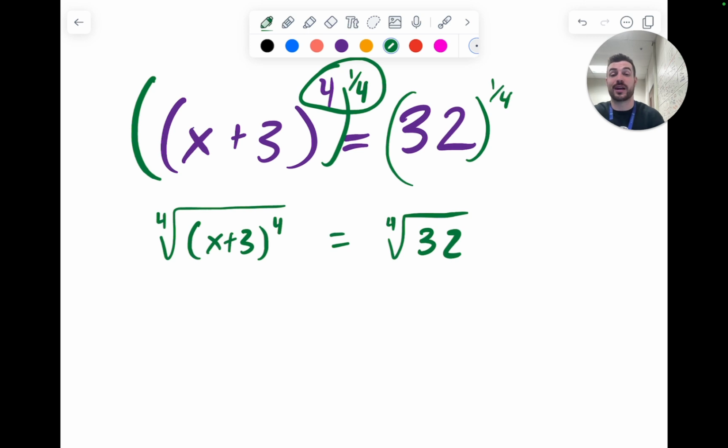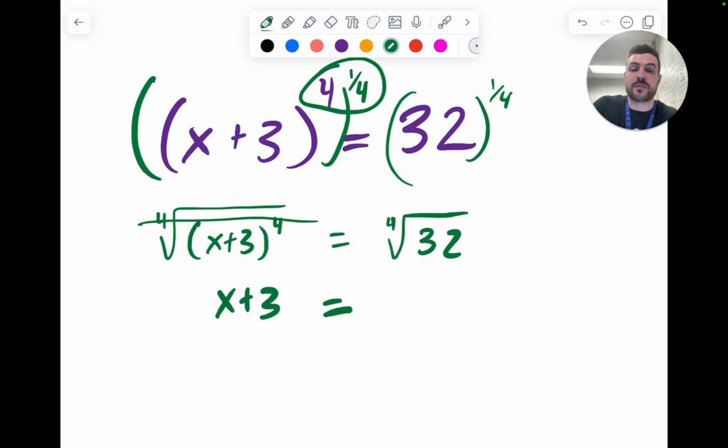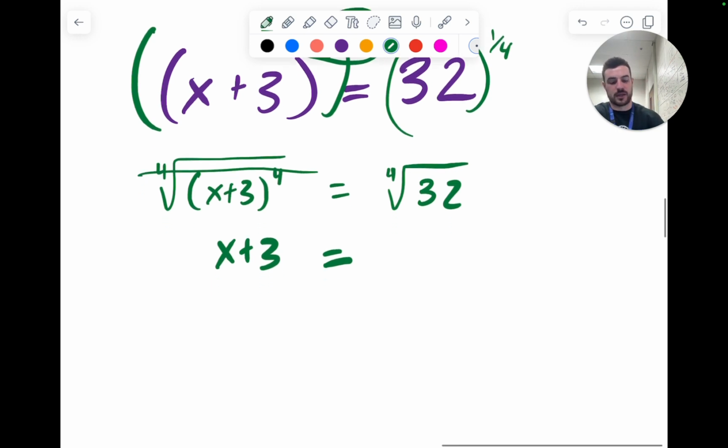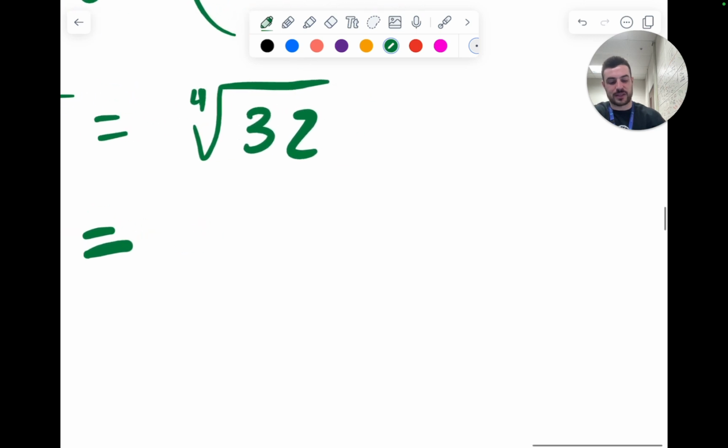All right, and the reason I wanted this is because on my left side, the radical and the exponent of 4 cancel, so I'm left with x plus 3. And really, I don't need those parentheses anymore because my exponent is just 1. And now I have the 4th root of 32, so it's saying what number to the 4th power is going to give me 32.